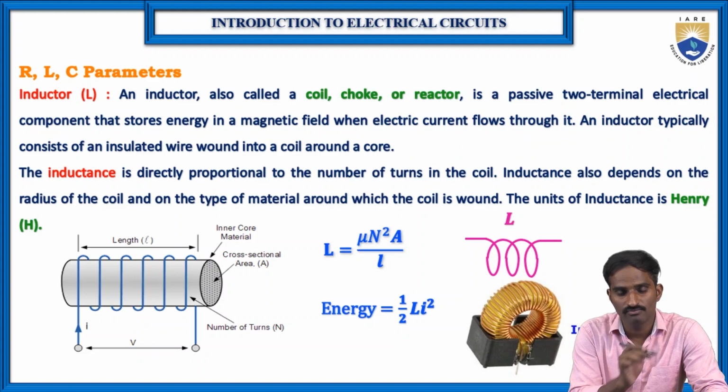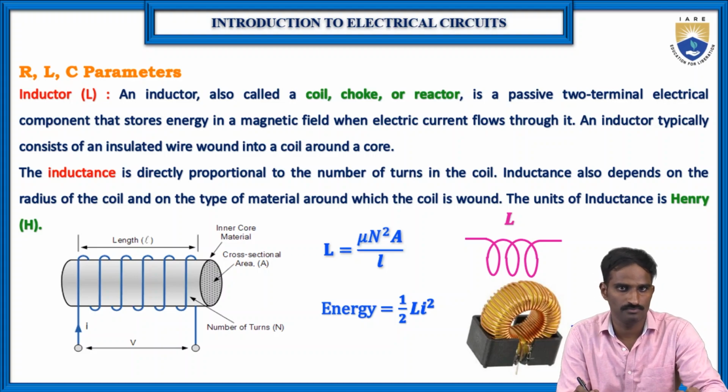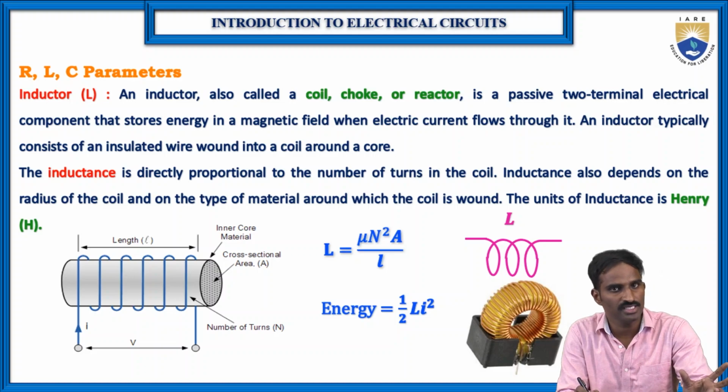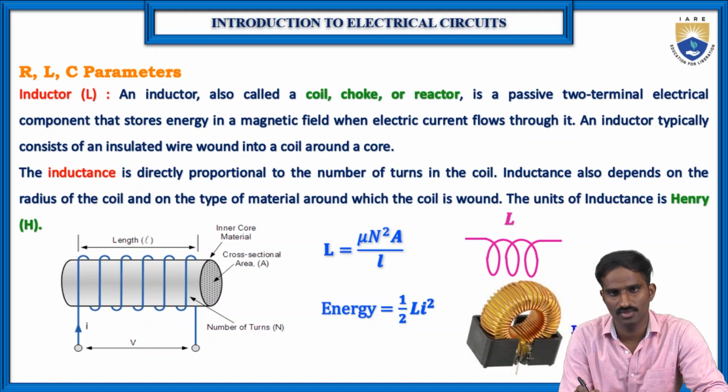That's why we discussed that passive elements are the energy consuming elements. The consumption means either absorption or it may be stored. In the case of the resistor, it is absorbing the energy, but here the inductor is storing the energy in the form of a magnetic field.